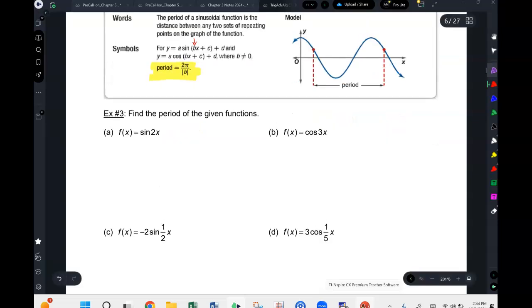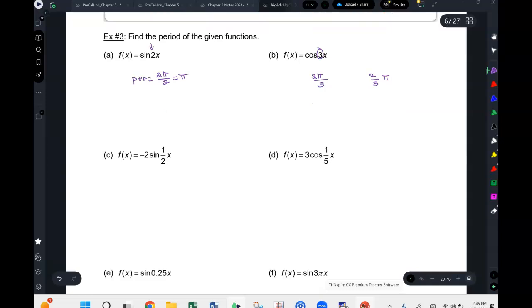So here we go. If we wanted to find the period of the given functions, we have sine of 2x. The coefficient of the x is your b. So period would be 2 pi over 2, which is just pi. In this case, cosine of 3x, b is 3, so it would just be 2 pi over 3. Now, if you wanted to write 2/3 pi, that would work too. Either one of them is fine.